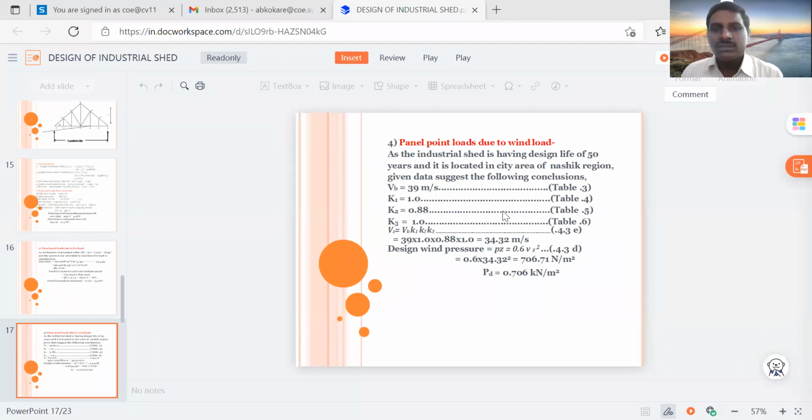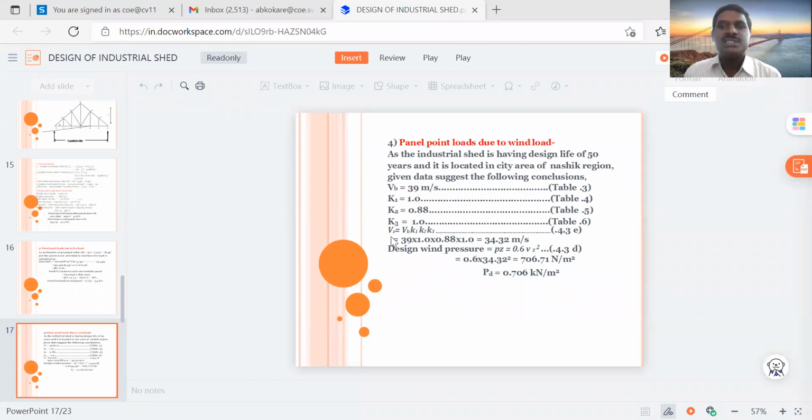So K1, K2 and K3, we have seen this. What are these factors? Permeability factor, risk factor and topography factor. K1 from table number 4, K2 from table number 5 and K3 from table number 6. So why are K1, K2, K3 required?